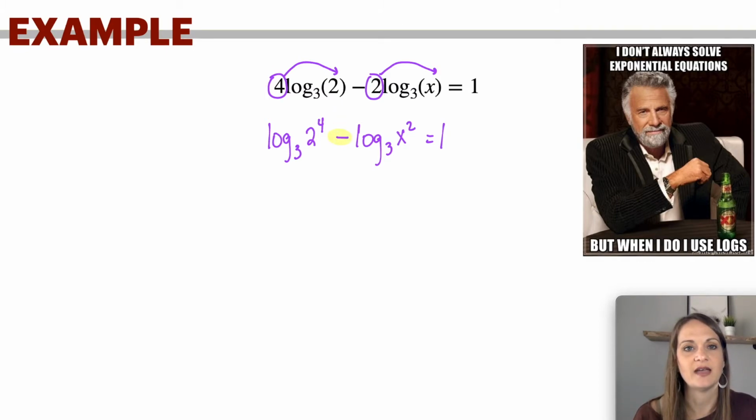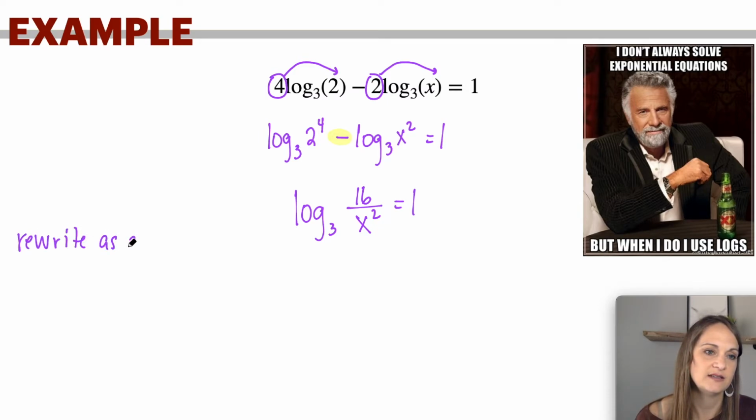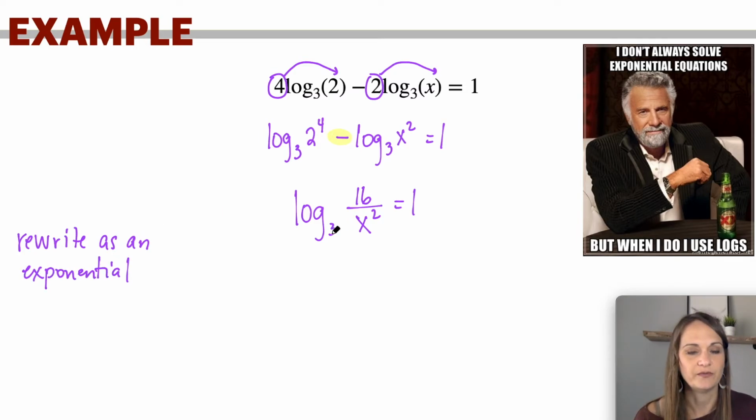Now look at it as you have a subtraction of logs, I can make that 1 log. 2 to the 4th is 16. Log subtracted means that you have division of the functions. And now that we have a log, in order to get the variable outside of the log, we're going to have to rewrite it as an exponential. So the base 3 raised to the 1 equals 16 over x squared.